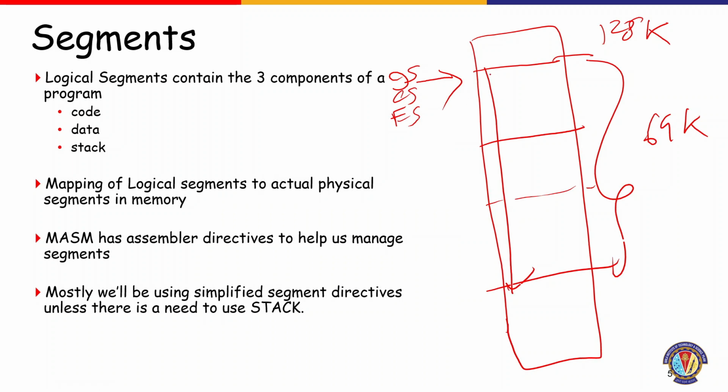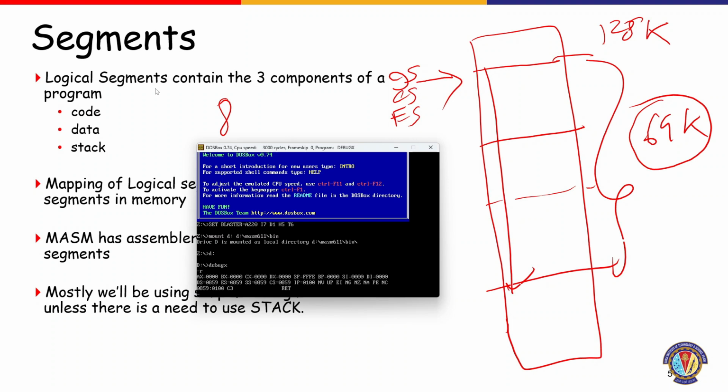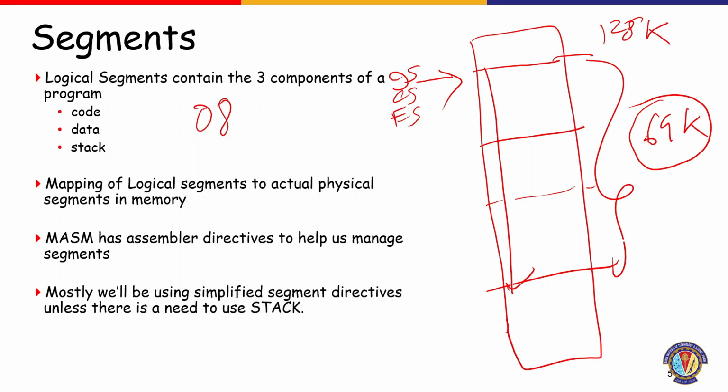So this is because of the tiny model that all this is happening. And in the tiny model, the maximum which a segment can have is 64K. Why is it so? Because let's say that right now it is containing 80, right? So I have to multiply this by 10h. So this is also h.